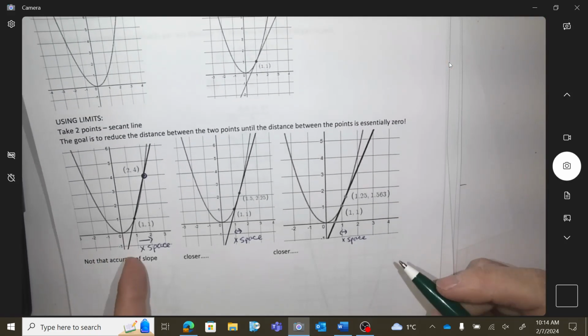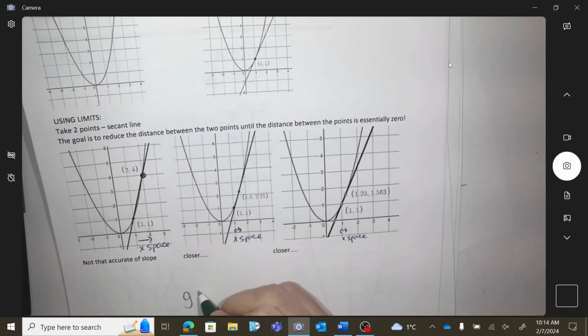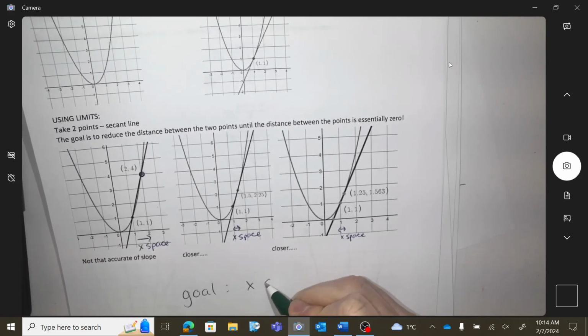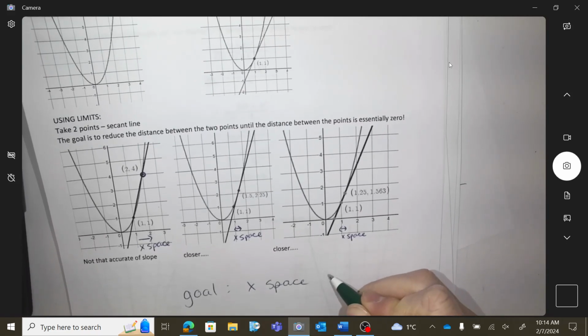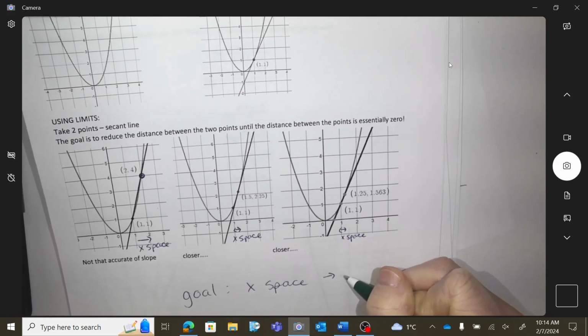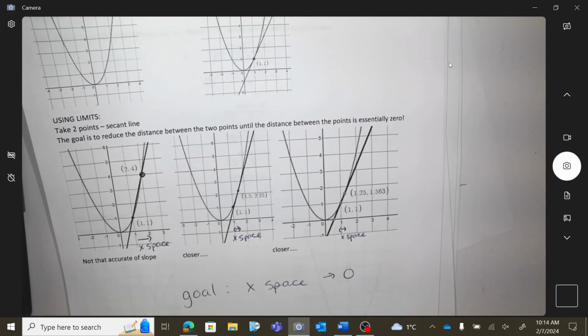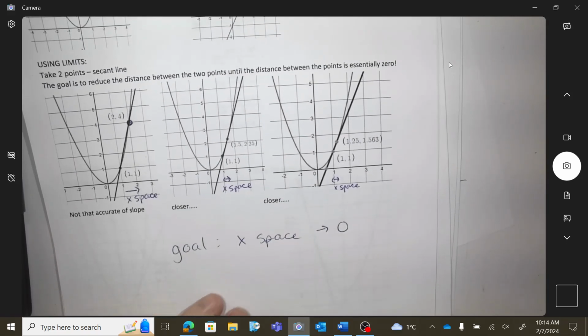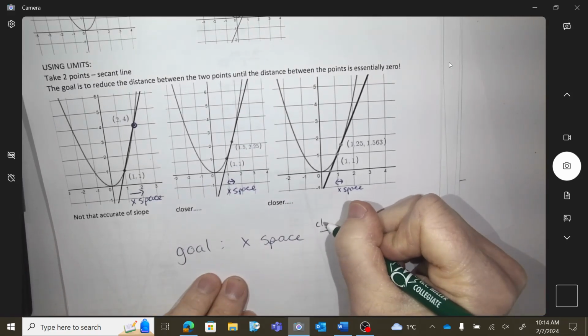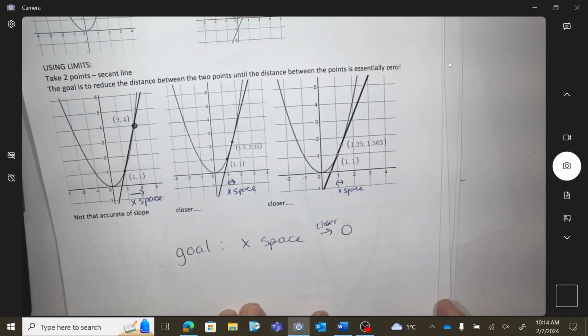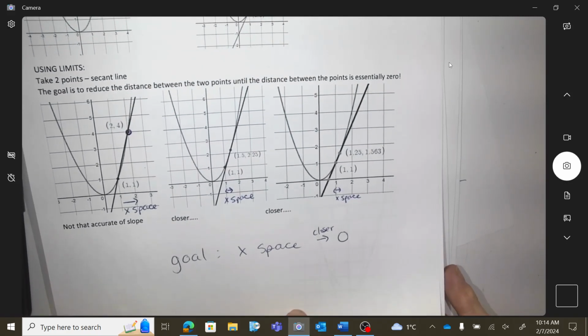Okay, so our goal is to make that x space get closer to 0 so that there's no space eventually between them. Okay, does that make sense?